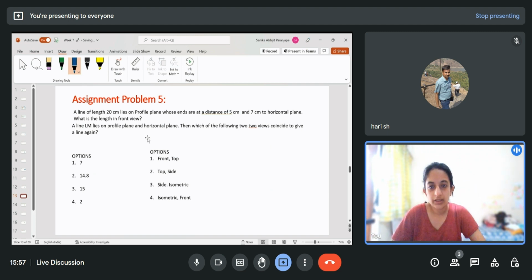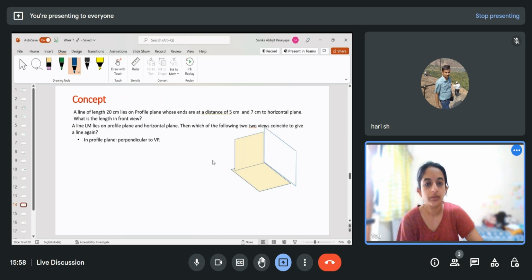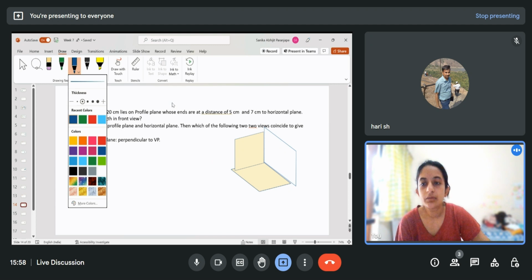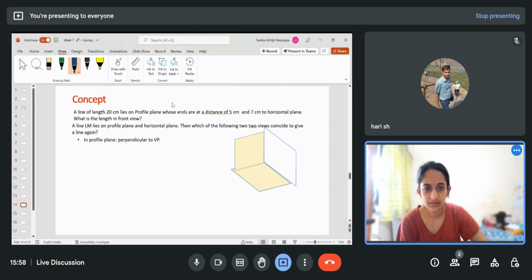Okay, so a line of length 20 centimeter lies on a profile plane whose ends are at a distance of 5 centimeter and 7 centimeter to the horizontal plane. What is the length of front view? So these two problems actually have the same concept. So the line lies in profile plane and ends are 5 centimeter from the horizontal plane. So one end is here, this will be one locus, and this will be another locus. So this is 5 centimeter and this distance is 7 centimeter from the horizontal plane.